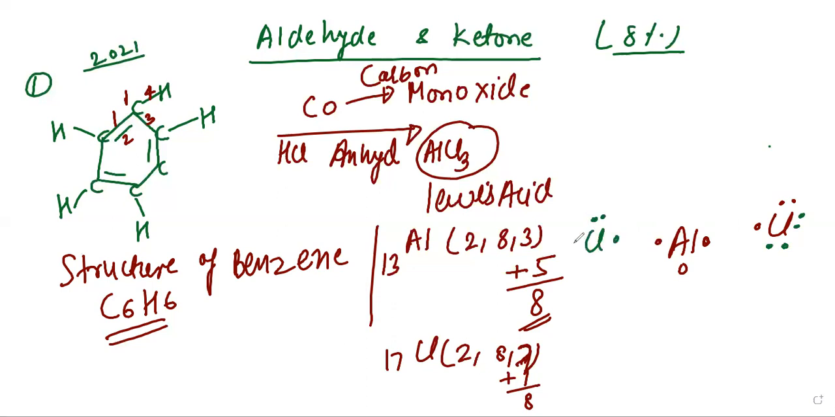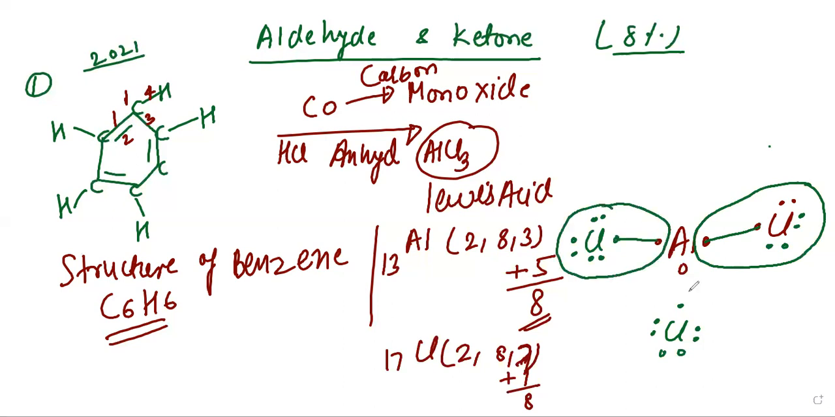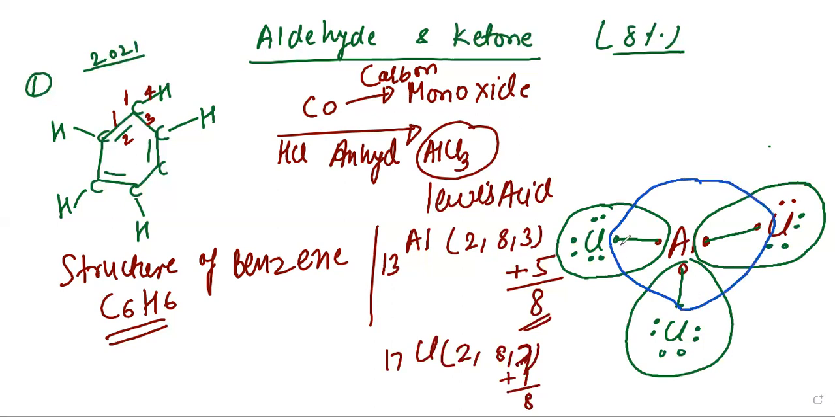So there are a total of 3 chlorine atoms, each containing 7 electrons in the last orbit. Each needs only 1 electron, so it will share and complete its octet. Similarly, another chlorine atom will complete its octet, and in the same manner the third also completes its octet. Now how many electrons does aluminum have in total? When you circle this, you get 1, 2, 3, 4, 5, 6. But it needs 8 electrons. So there is a lack of electrons here.